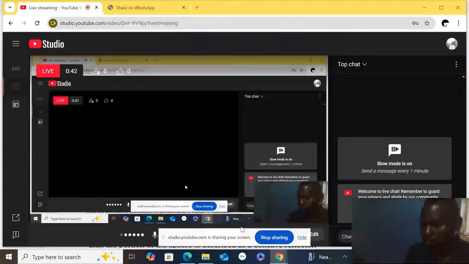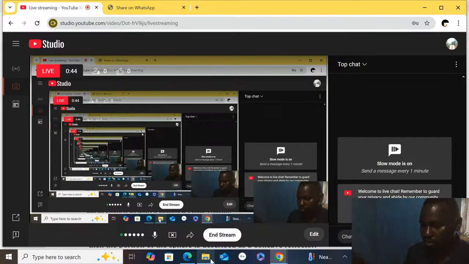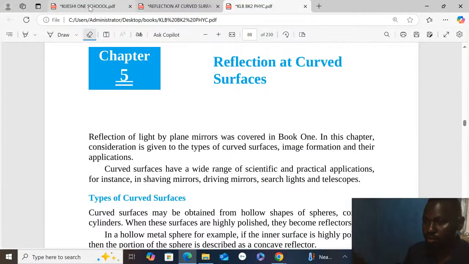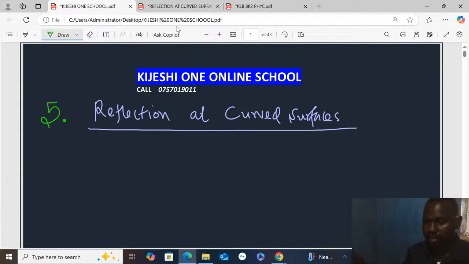We can start right away. So here, this is chapter 5 of physics from Form 2. It's a very interesting chapter, and it has some correlation with reflection on plane surfaces, but that is all about the laws of reflection. You can go straight to the introduction part of the chapter.